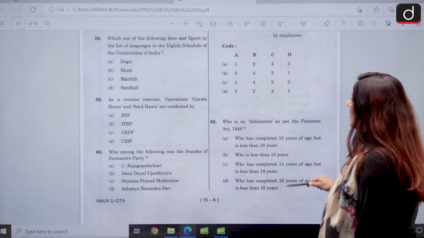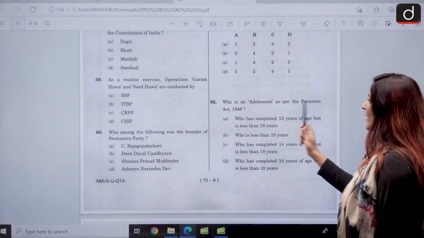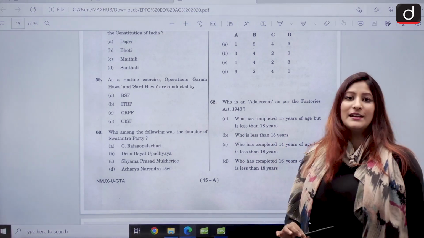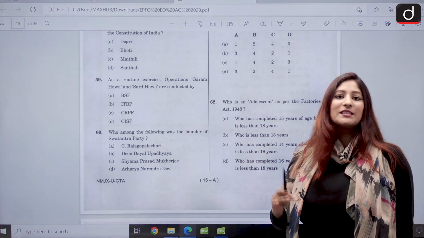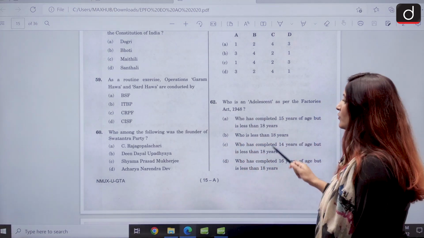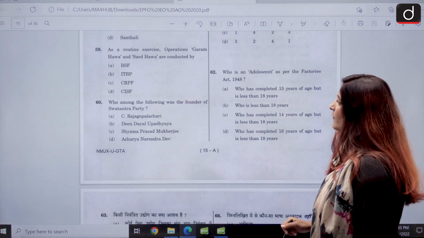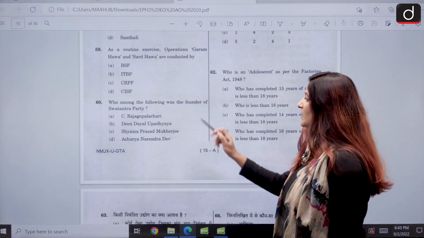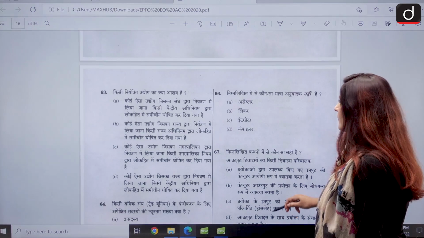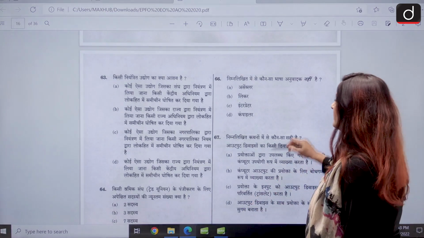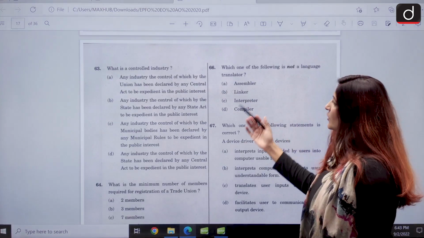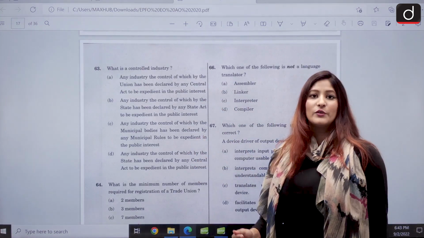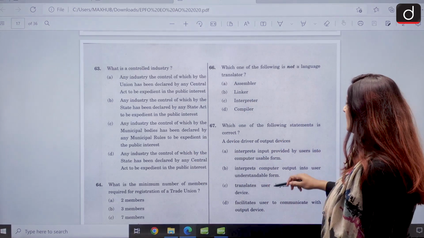Read about it. Who is an adolescent as per the Factories Act of 1948? Important acts, so old, which have been in the news, specifically from the perspective of polity, you have to know about them. Who among the following was the founder of the Swatantra Party? Polity. Moving up, polity plus modern history, both. More like modern history. Moving ahead. What is a controlled industry? This belongs to your economic section as well as polity.